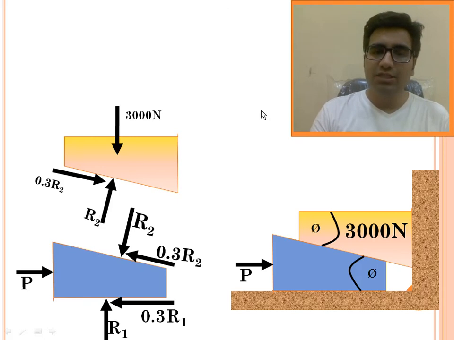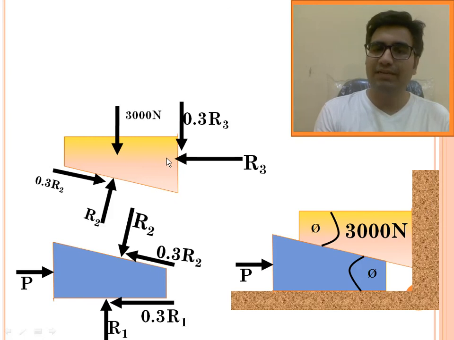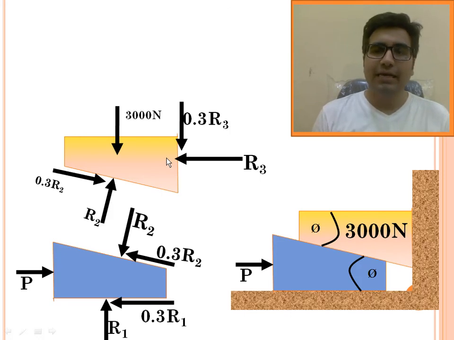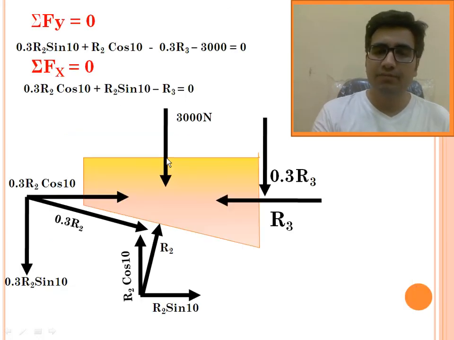Also this wall is going to give a reaction to the upper wedge. Considering that reaction as R3, and as the upper wedge is going to move upwards, it is going to experience a frictional force in the downward direction. With this, we complete the free body diagram of both the wedges. Now we are going to do the static analysis by application of conditions of equilibrium. So applying condition of equilibrium on the upper wedge.